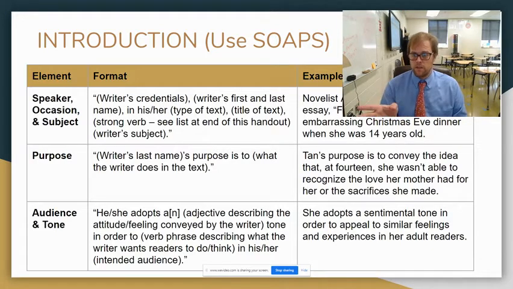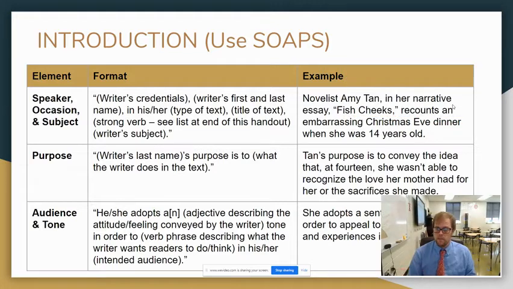So this example here on the right side is for Amy Tan's narrative essay, Fish Cheeks. And it says, novelist Amy Tan, in her narrative essay, Fish Cheeks, recounts an embarrassing Christmas Eve dinner when she was 14 years old. So that tells us who it is, what we're reading, and what it's about in a literal sense.